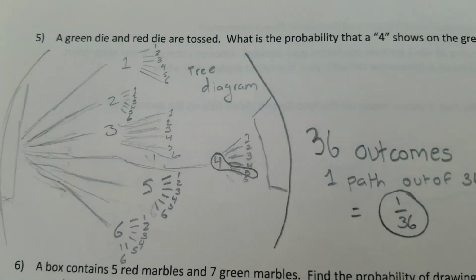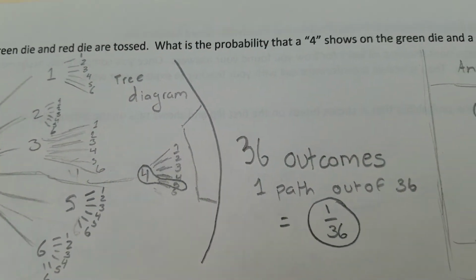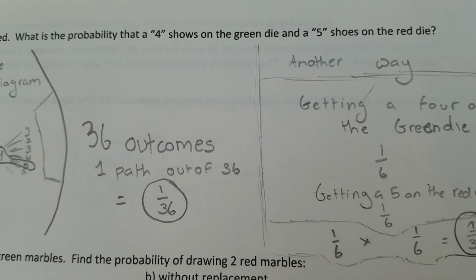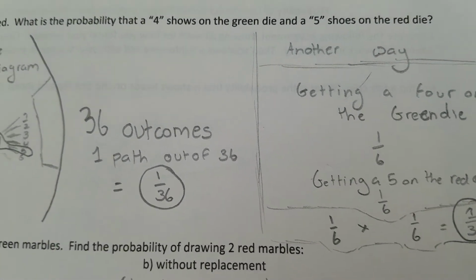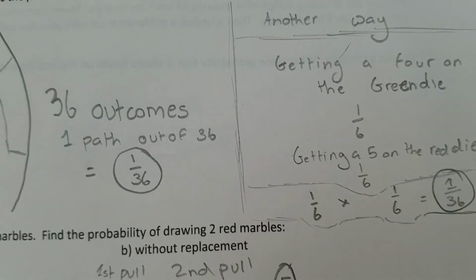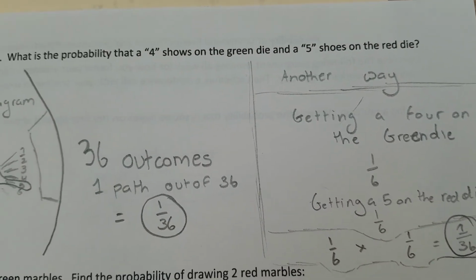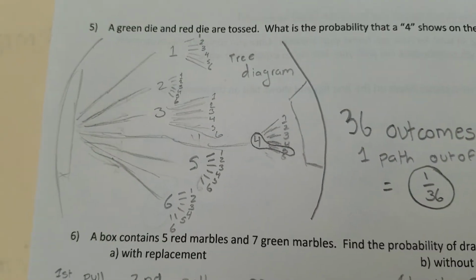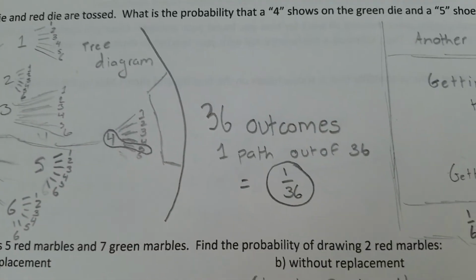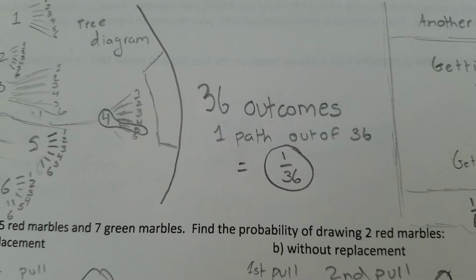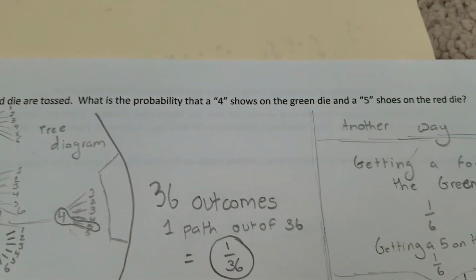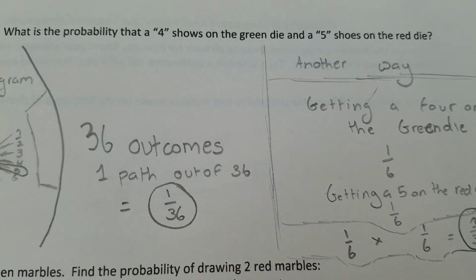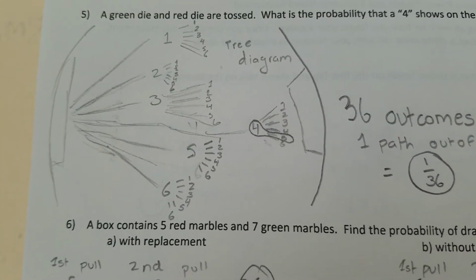This one is a green die and a red die are tossed. What is the probability that a 4 shows on the green die and a 5 shows on the red die? In this case, we're looking at both dice getting tossed. So this is a tree diagram for it. There are 36 outcomes. One path of the 36 is when 4 and 5 are drawn from the green and the red die.